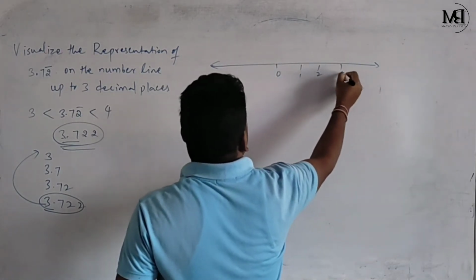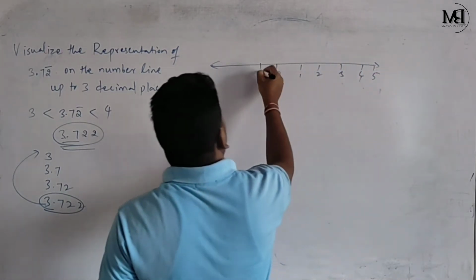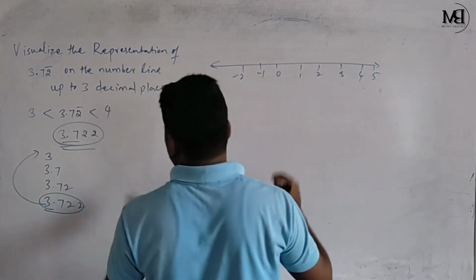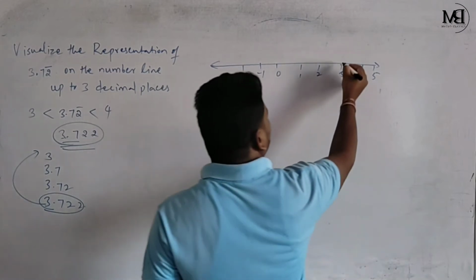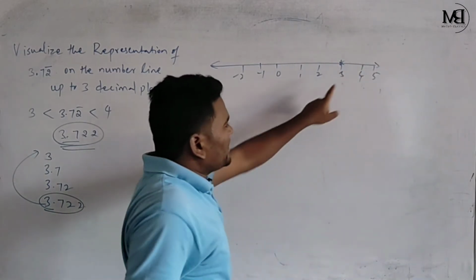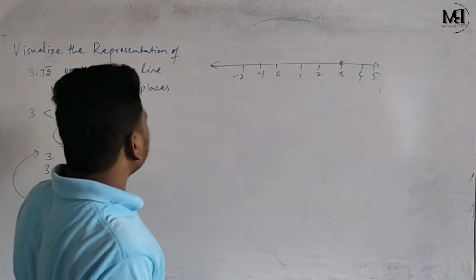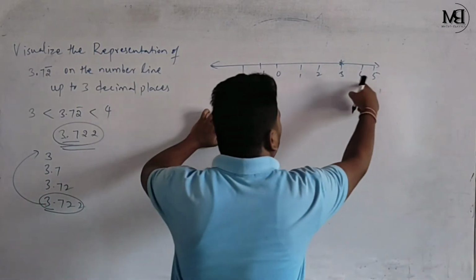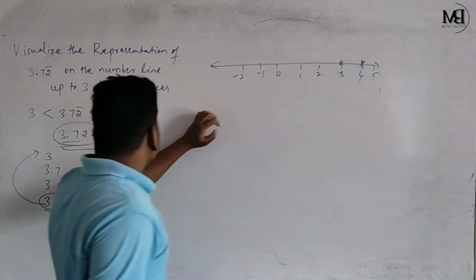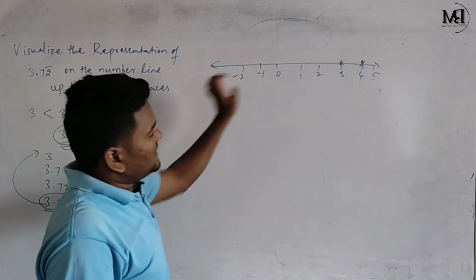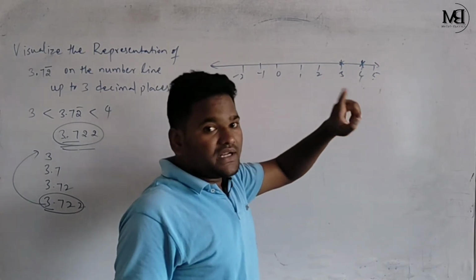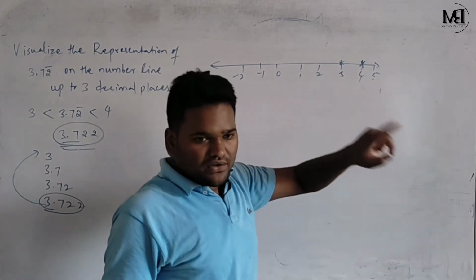0, 1, 2, 3, 4, 5. Minus 1, minus 2: no need of these negative integers here. Where is the location of 3, my dear children? It is here. This 3.722 is in between 3 and 4, and this 3 to 4 is 1 unit.